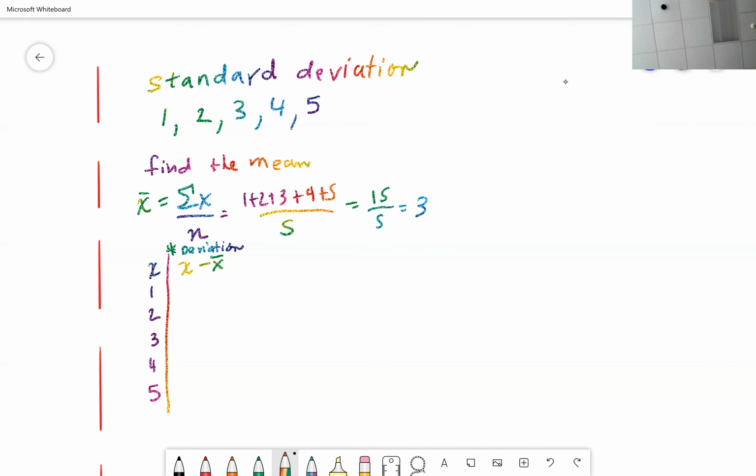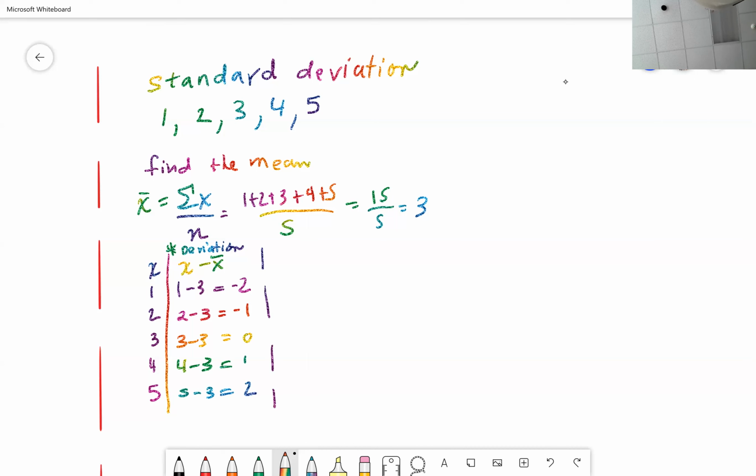That's how far it is from the mean. The mean may or may not be a number that exists in the data set, because sometimes you do the mean and it just gives you some decimal that's not in there, but it's okay. So what's 1 minus 3? -2. And what's 2 minus 3? -1. And what's 3 minus 3? 0. And what's 4 minus 3? 1. And what's 5 minus 3? 2.